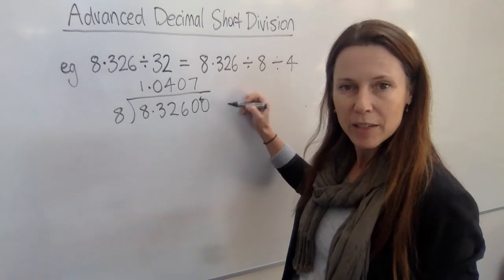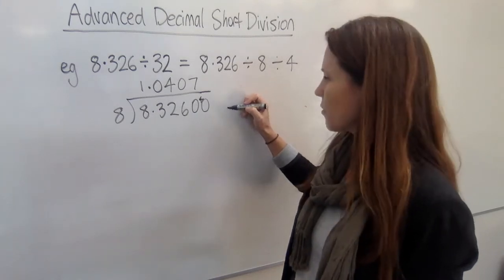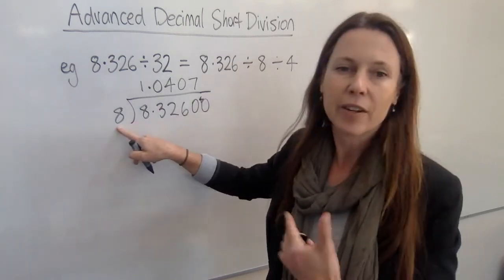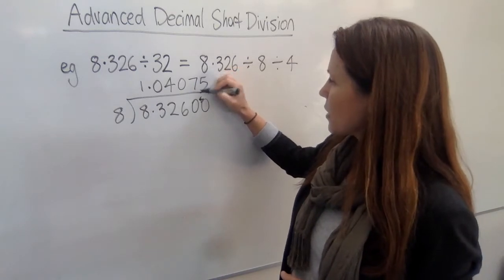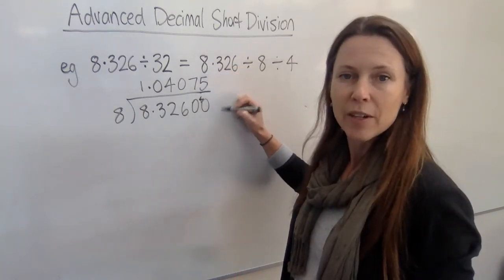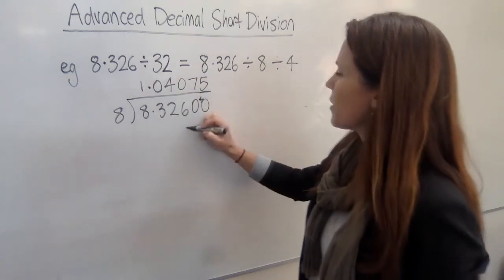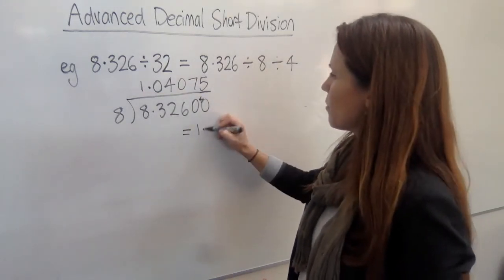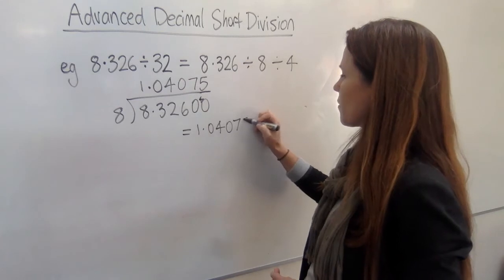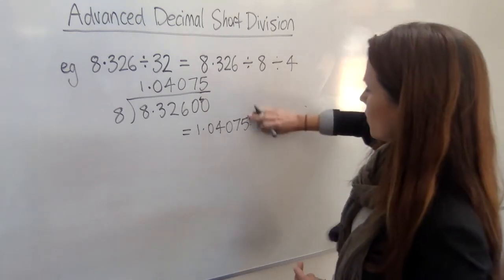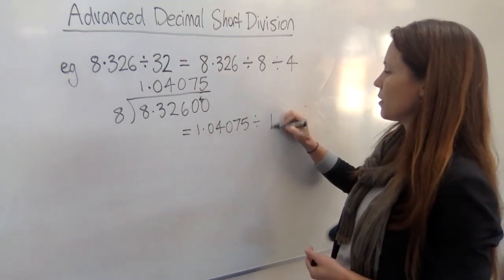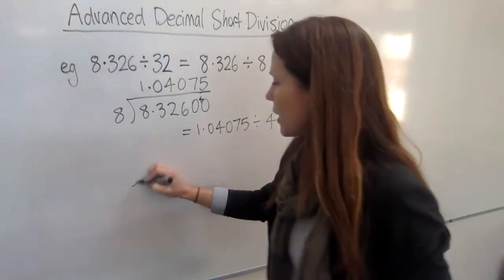Now you can keep putting as many zeros as you need to hold your leftovers, but 40 divided by 8 is going to go perfectly and give me 5, so I know there that I'm finished, so I don't need any more zeros. So I've come up with this answer. So what I have then is 1.04075, and I need to now divide that by 4. So again, I can do one of these.